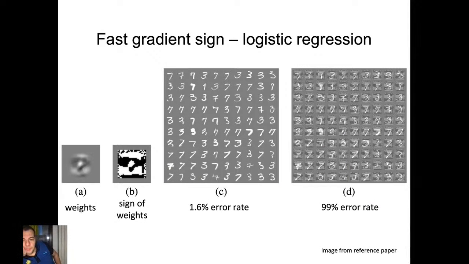They also show experiments with the fast gradient sign method applied on logistic regression, directly on the pixels of the MNIST database. This is a linear model, and in the classic approach you can obtain an error rate of 1.6%.